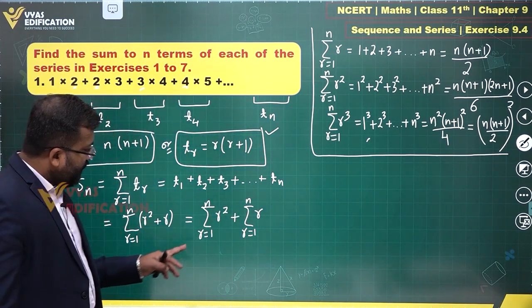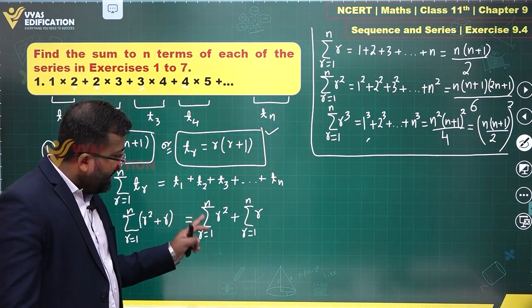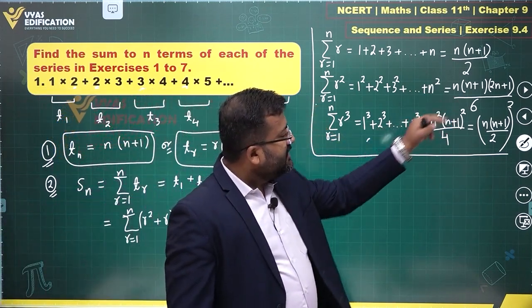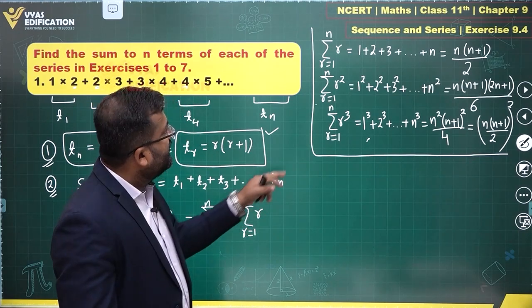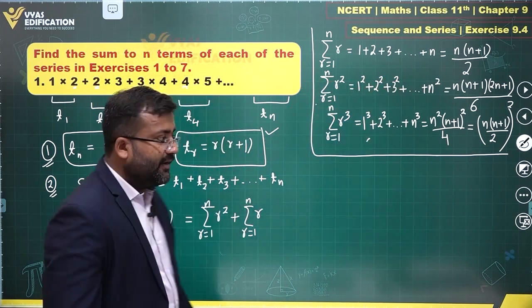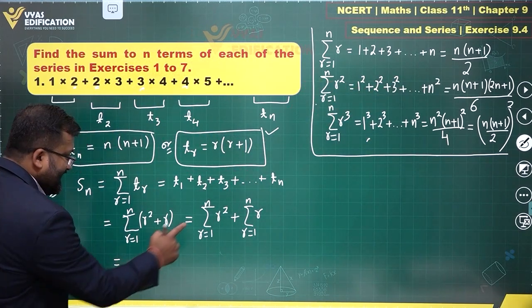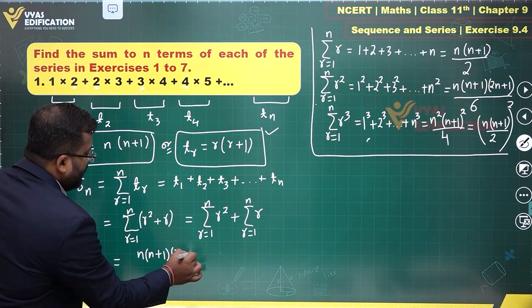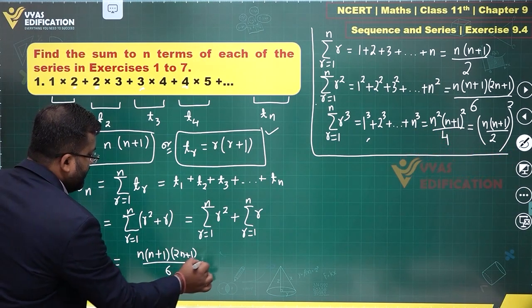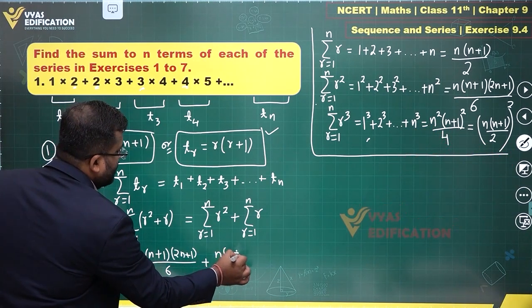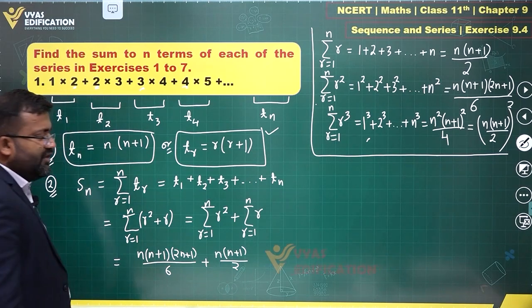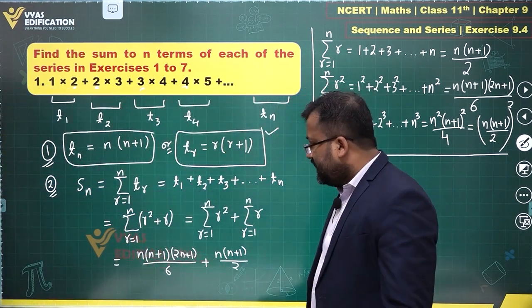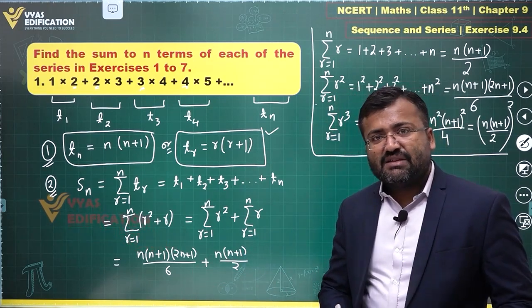Okay, so I'll replace summation of r square from r equal to 1 to n by this, and I'll replace sigma r by that over there. What is this equal to? This sigma is equal to n times n plus 1 times 2n plus 1 by 6 plus n plus 1 by 2. If you see, we have obtained the summation. That's not an issue. We have found the answer, but can we simplify this further? Yes, we can simplify this further.